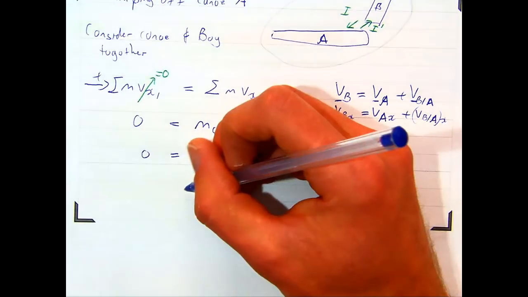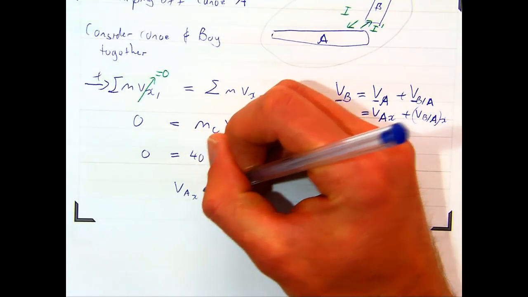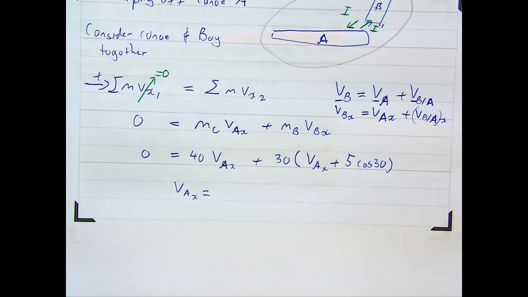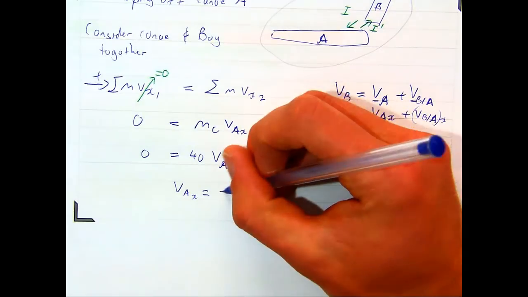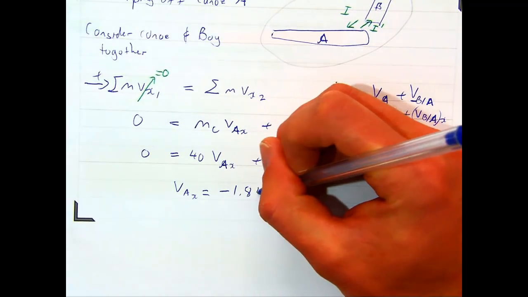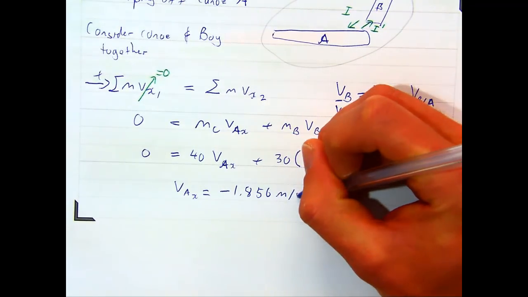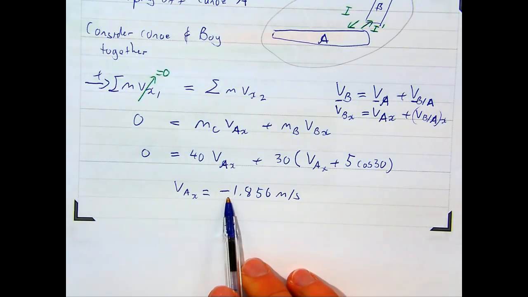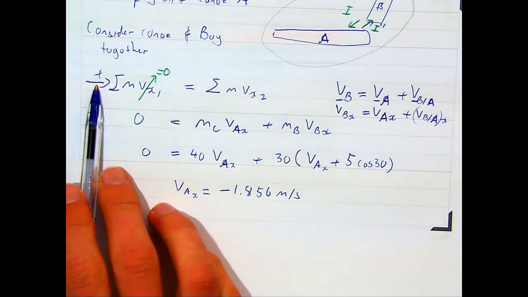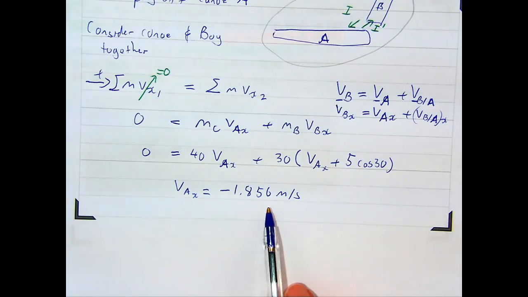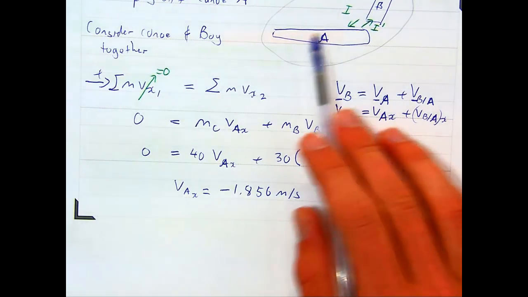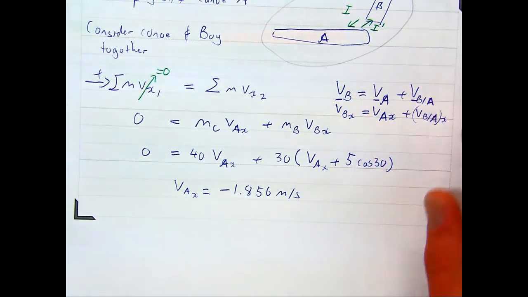So solving, we get VA to be negative 1.856 meters per second. And this negative sign actually makes sense because we chose to the right as being positive, but this canoe would obviously move to the left when the boy jumps off the canoe to the right.